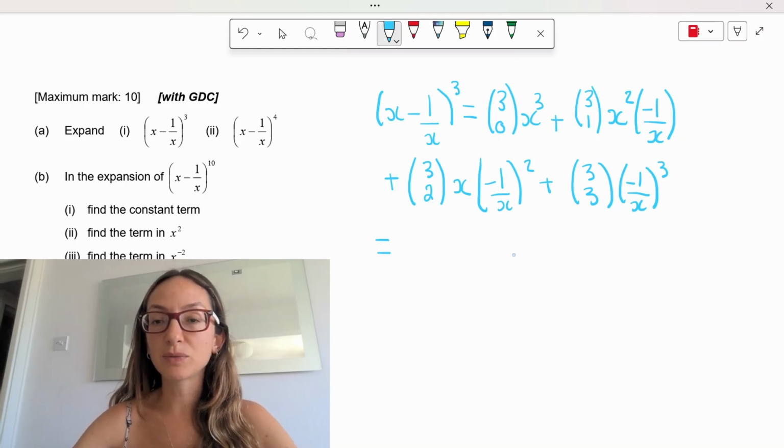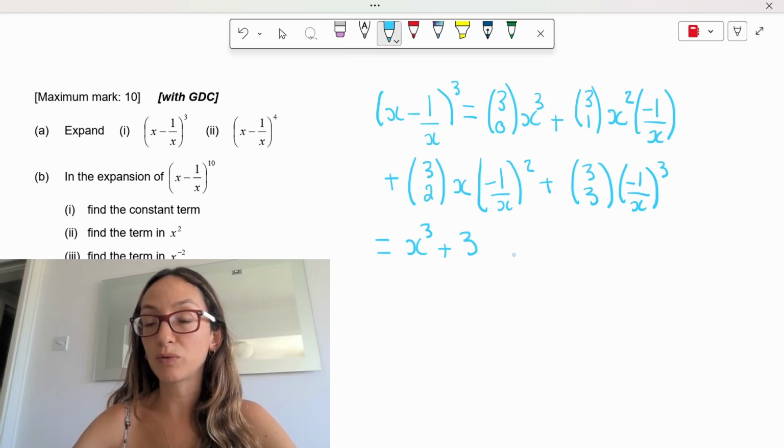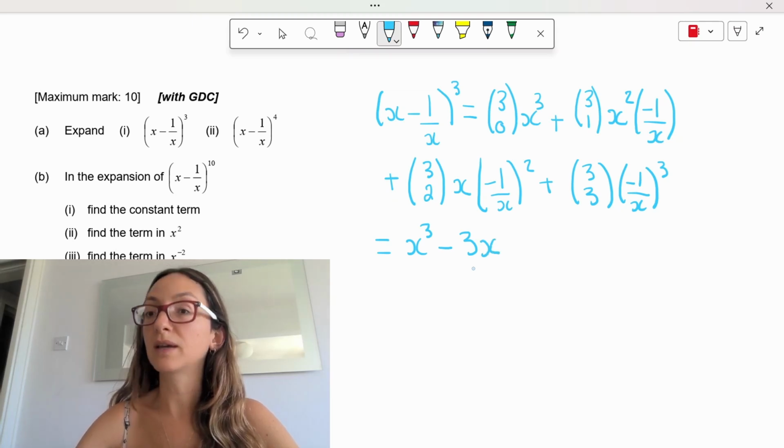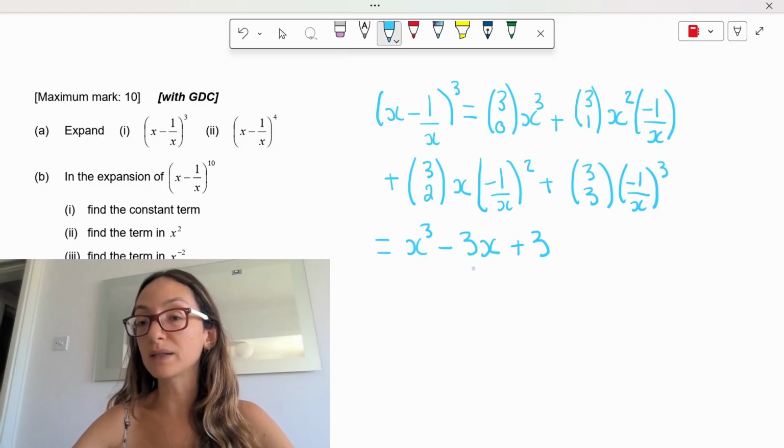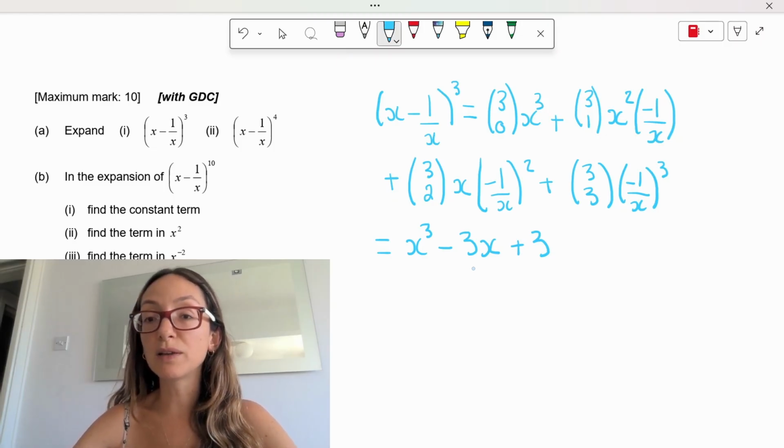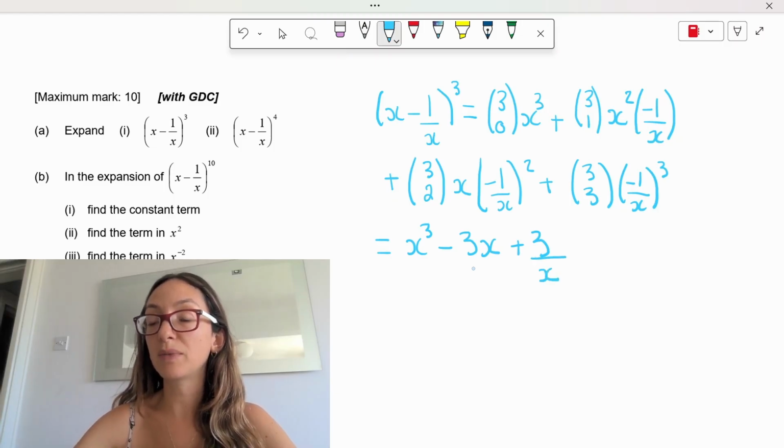And now let's simplify. So we know that 3 choose 0 is 1, so that just leaves us with x cubed. 3 choose 1 is 3, so that's 3. And then here we have x squared times minus 1 over x. So we have a minus, which will turn this plus into a minus. And then we have x squared over x, which is just x. And then plus 3 choose 2 is 3. And here we have x times minus 1 over x squared. Now the square will cancel this minus because it's an even power. And so we're left with x over x squared, which means we're going to have x at the denominator.